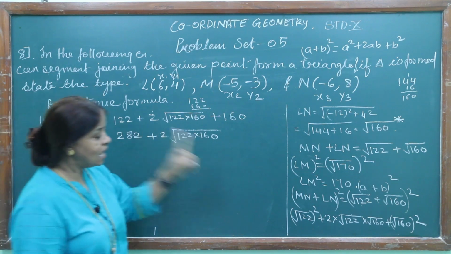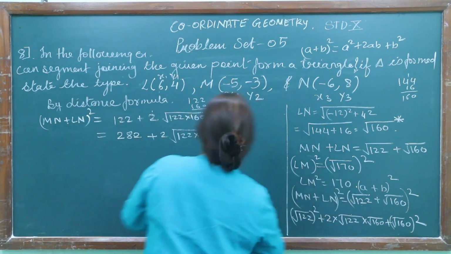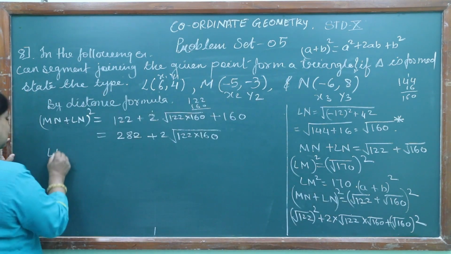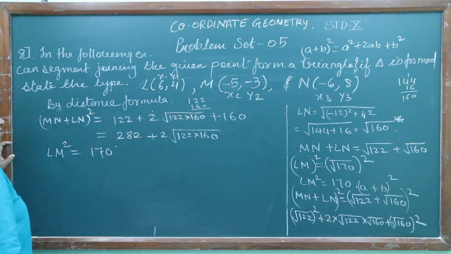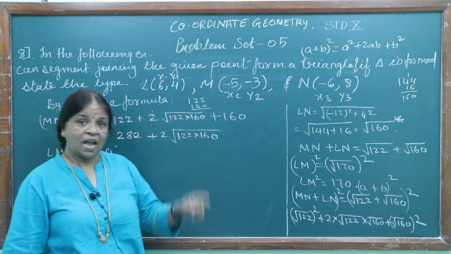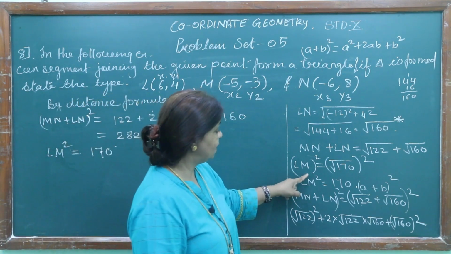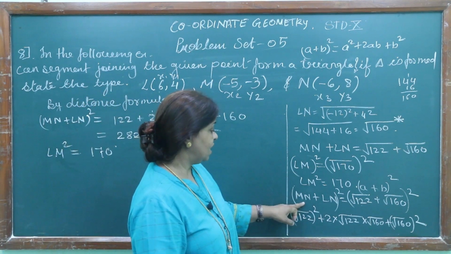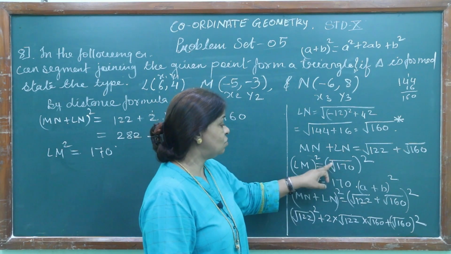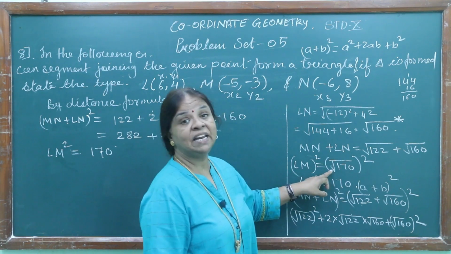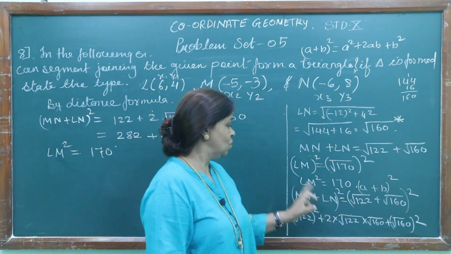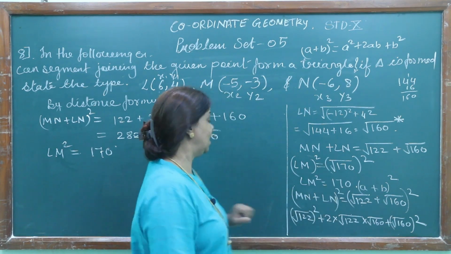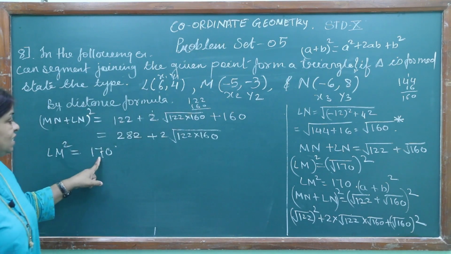Whereas LM square I am having 170. See, LM square I am having 170. Now you will say, why did I do the square? I did the square of this and this because it was easy to eliminate the square root. I could easily eliminate the square root and get the value. So after squaring I am getting 170.